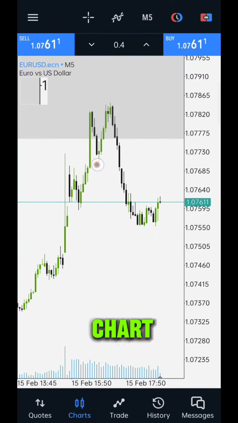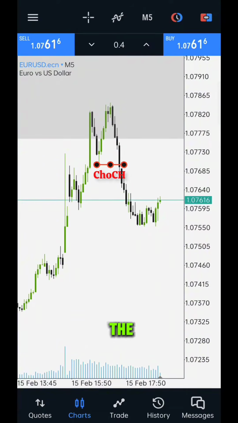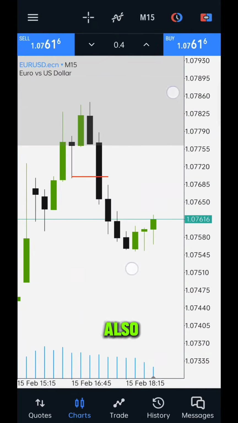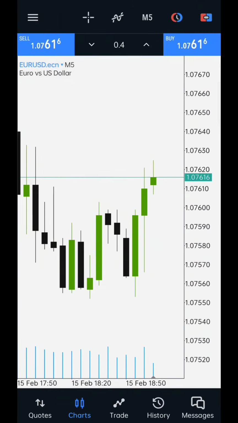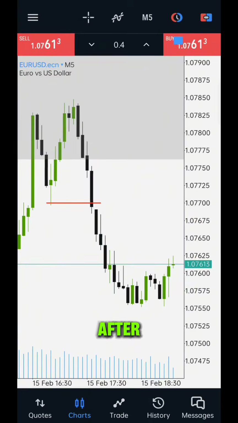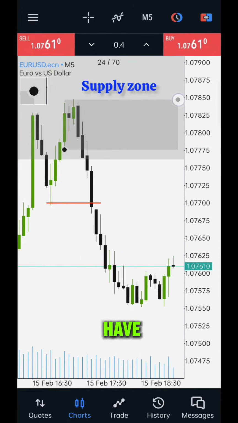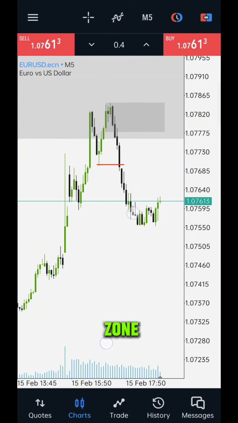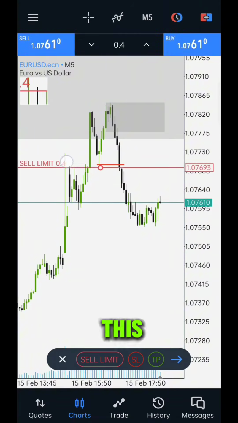On the 5-minute chart, you can see that price broke the lower low and caused a change of character. This change of character was also caused by large imbalanced candles. After breaking the lower low, here, we have a lower time frame supply zone. As a result, I set all of my pending sell orders from this imbalance area.